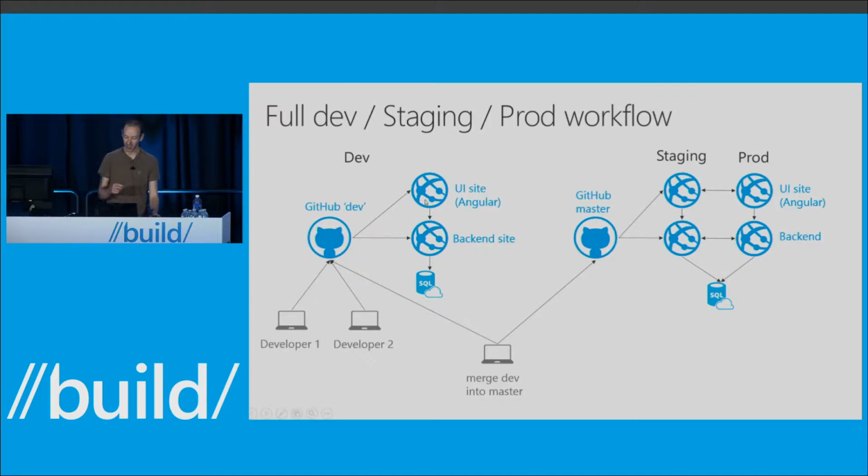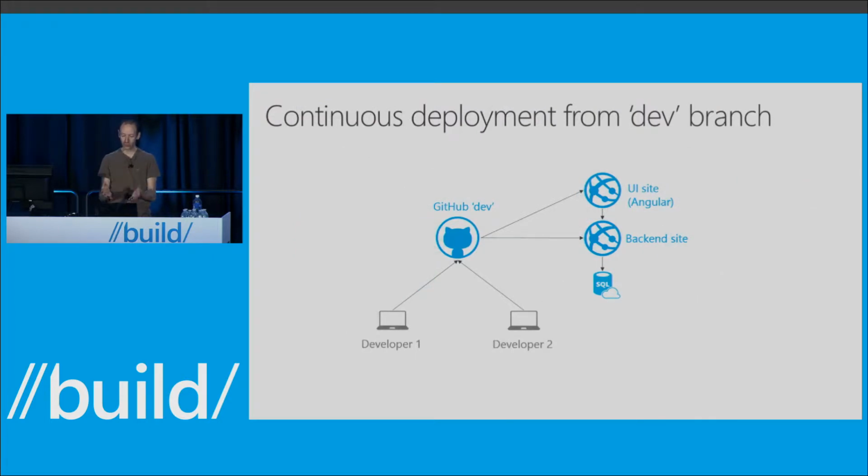In fact, in my demo, there are two different sites. There is a front-end UI site using Angular and a back-end site and a database. And then finally, when a change in dev is good, we want to send it to production. We do an integration into the master branch, which then gets deployed not directly to production, but to a staging slot, which can then get swapped into production. But first, the first piece we're going to focus on is just this dev branch.